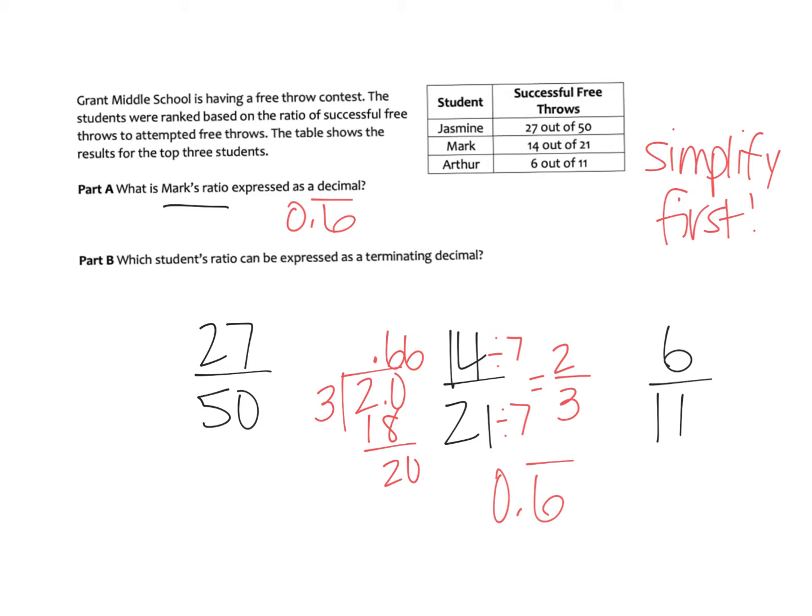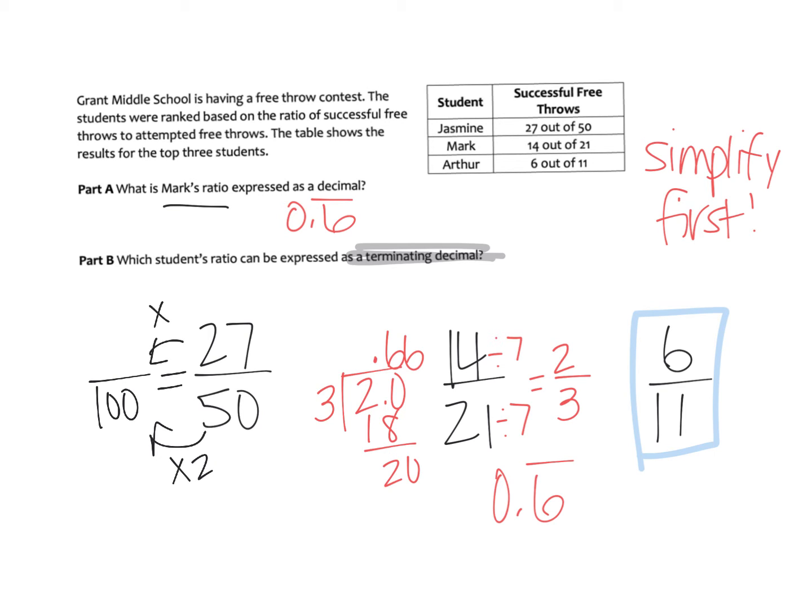Okay, now it said which of these students' ratios can be expressed as a terminating decimal? So which one actually ends? Well, to do that, you're going to have to kind of work them out. Now, this one, 6 over 11, okay, you could just divide that out. But 27 over 50, watch this. I'll just show you a little trick. You could divide that out, or why don't you change that to 100ths? And think, how do I get from 50 to 100? I could double it. Okay, so I could also double 27, which is 54. So 54 hundredths, I know that that is actually 0.54. So that looks like that's a terminating decimal.